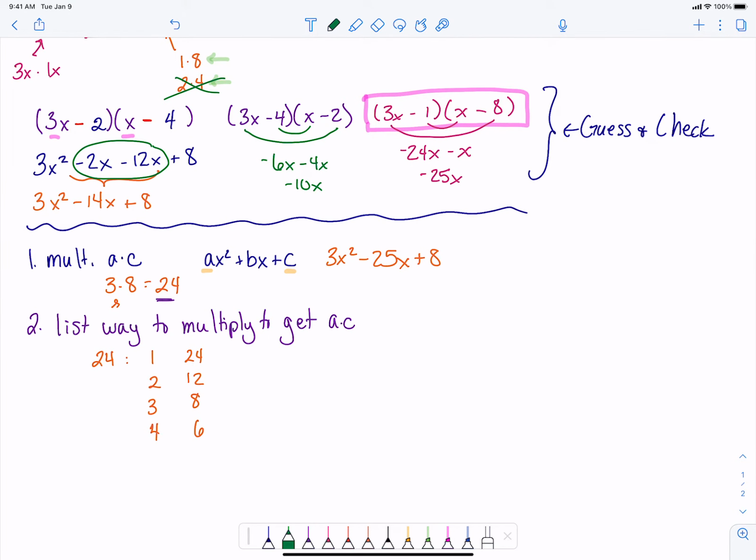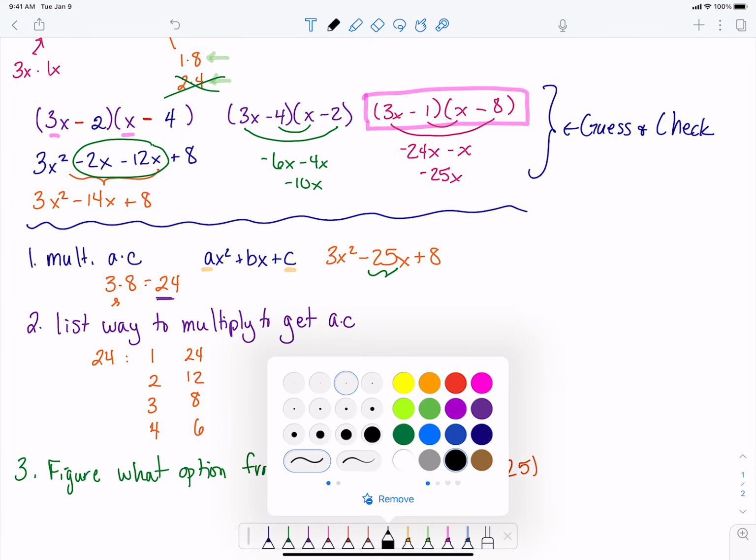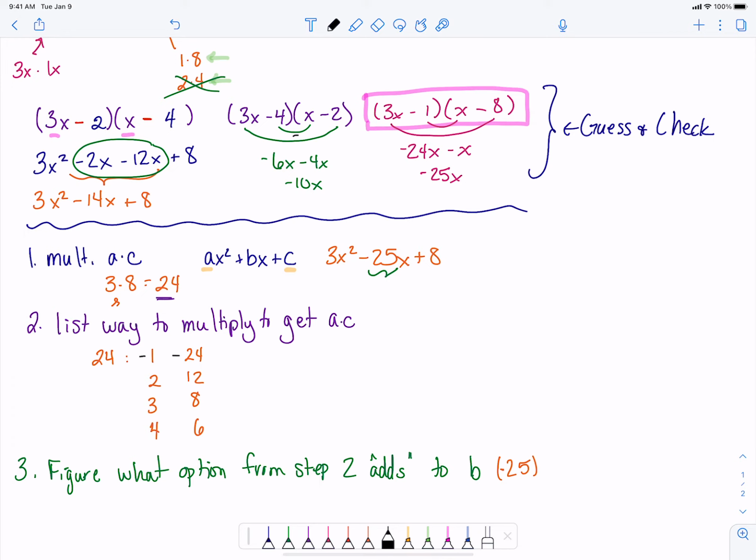Now, number 3 is that I'm going to figure out what option from step 2 adds, we'll put adds in quotes there, to b. And b is our middle term. So in this case, our b is 25, and actually, we want negative 25. And so we can think about the signs, just like we did up here, that they're both going to be negative.